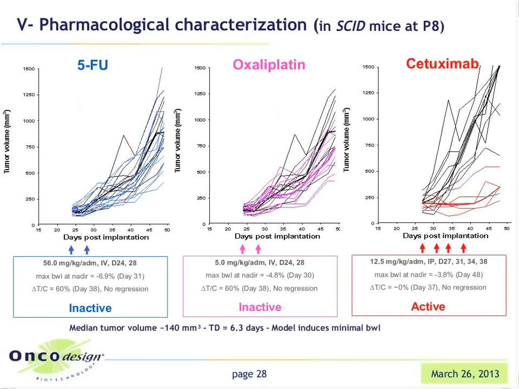So here is the graph of this study, and so we have tested, as you can see. In blue, it is animals that have been treated. In black, the animals are control animals, and so there are two drugs that are inactive, and the Cetuximab is very active.